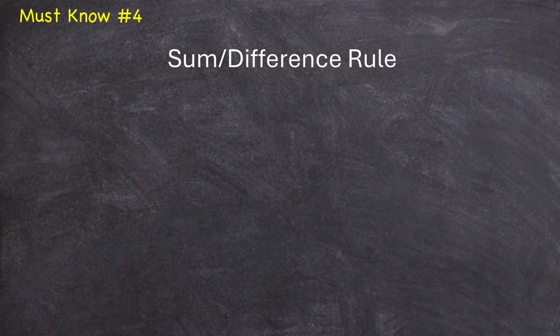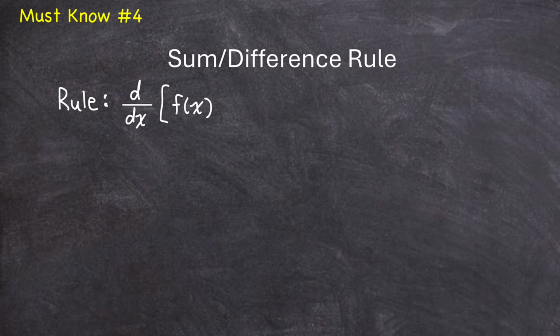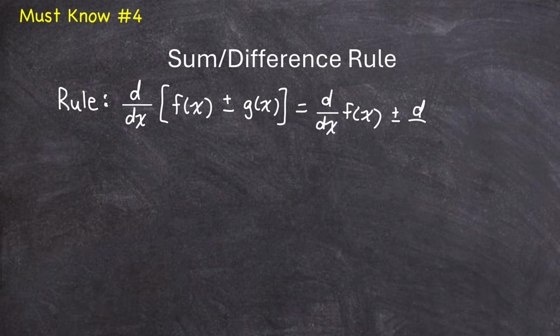Must know derivative rule number 4, the sum and difference rules of derivatives. For these rules, if you're finding the derivative of a sum or difference of two functions of x, so f of x plus or minus g of x, what you're allowed to do is set that equal to the sum of the derivatives of each of those functions separately. So it would equal the derivative of f of x plus or minus the derivative of g of x. And now let me show you with an example how this works.